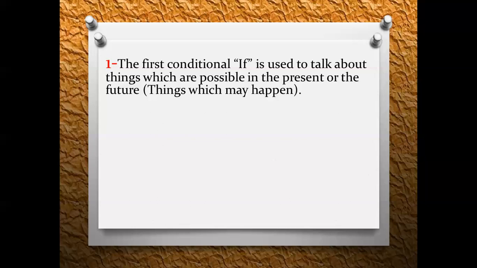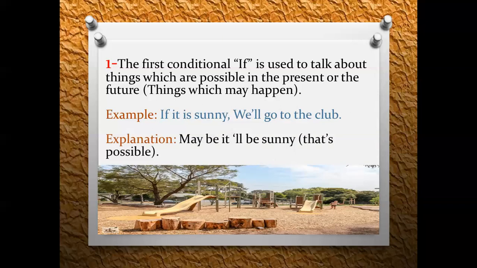The first conditional if is used to talk about things which are possible in the present or the future, things which may happen. Example, if it is sunny, we will go to the club. That means maybe it will be sunny. That's possible.